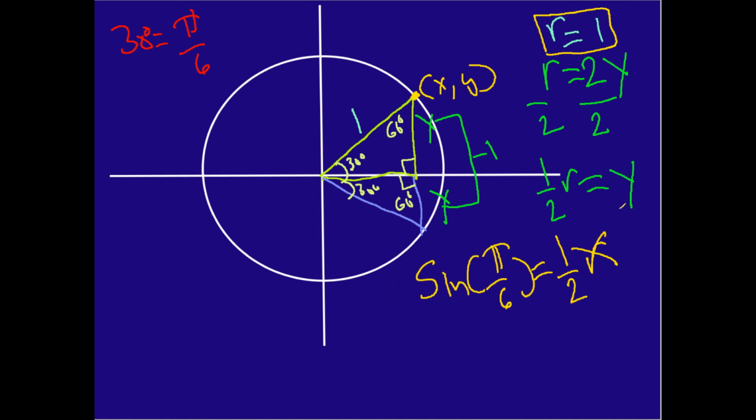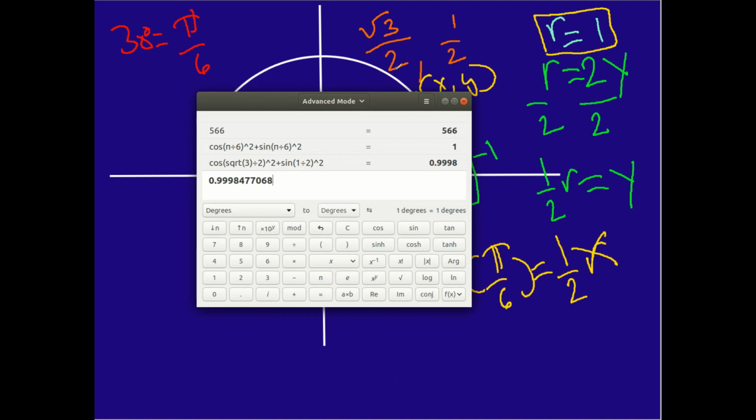So going back to my original slide, I know that y is going to be 1/2, and I know that my x is going to be square root of 3 over 2, like so. That's what it is. Now we can confirm this by plugging it into the calculator. So if I bring in my calculator here, this first one is where I do cosine pi over 6 raised to the second power plus sine pi over 6 raised to the second power, and you can see I get 1.